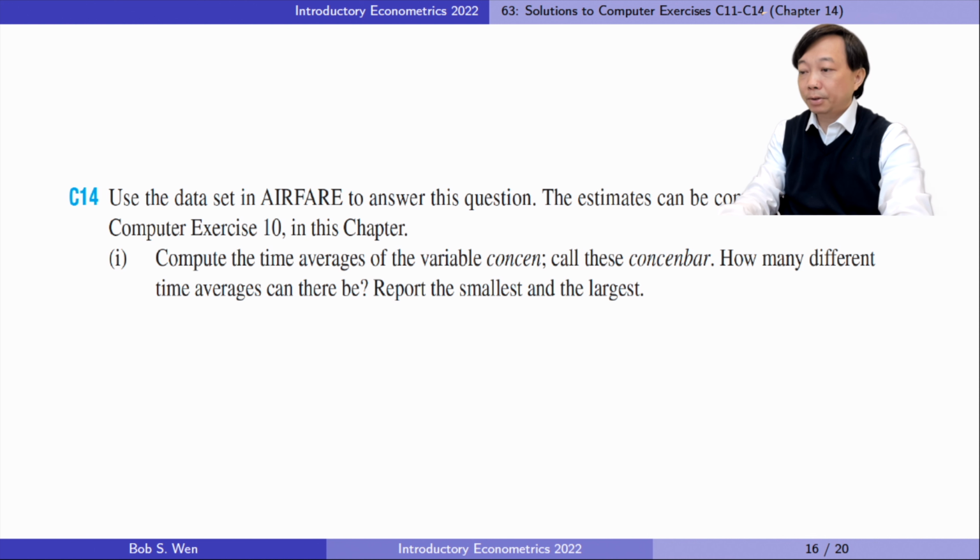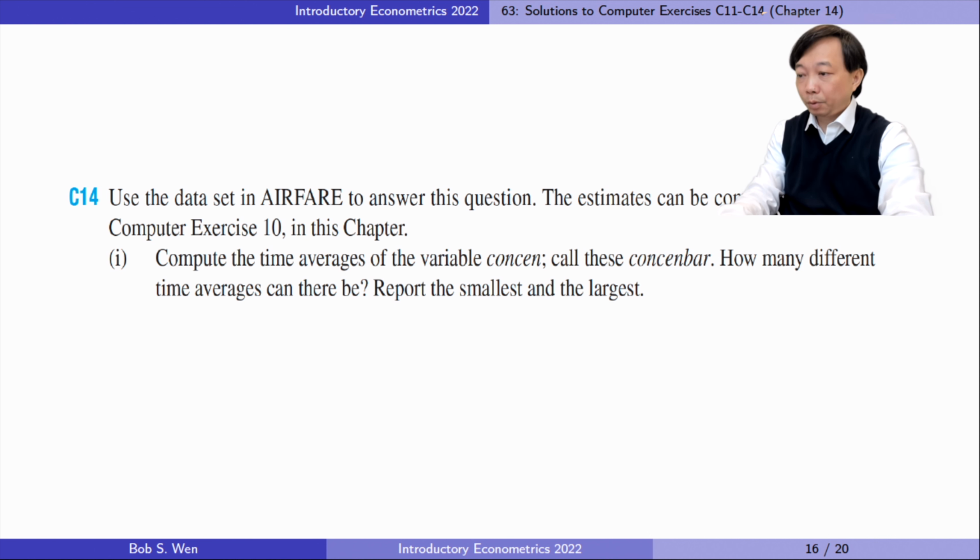Let's solve computer exercise 14. We will use the dataset in airfare to answer this question. We can compare the estimates with computer exercise 10 in this chapter.